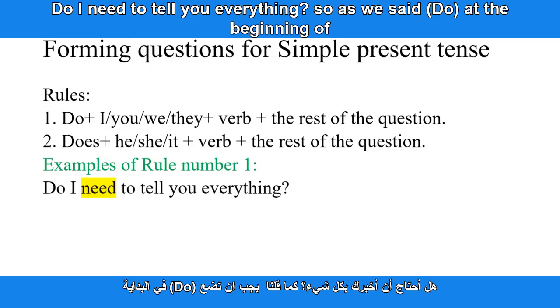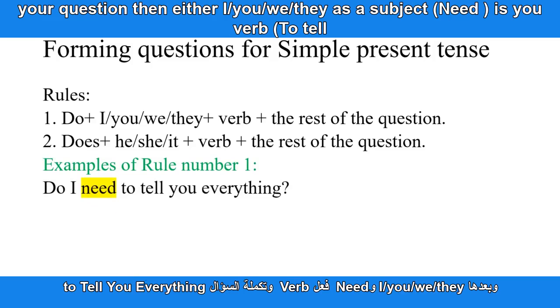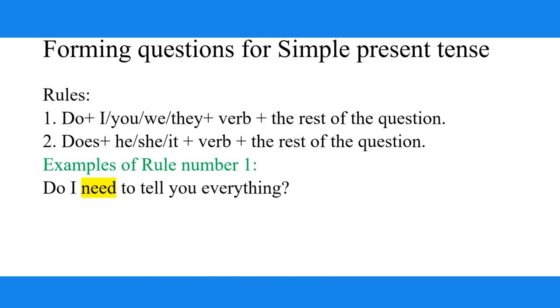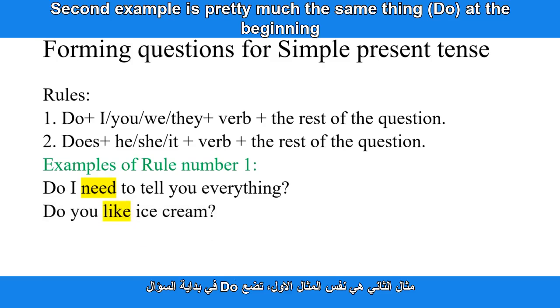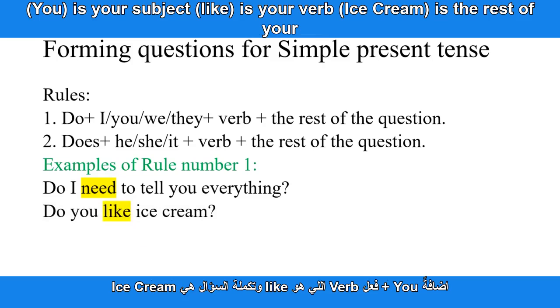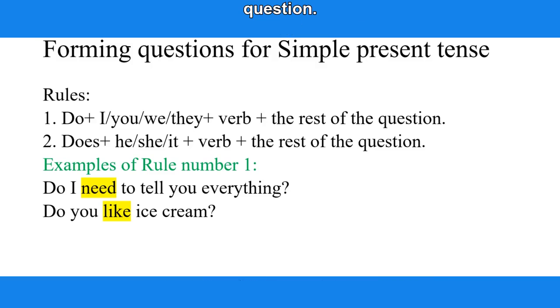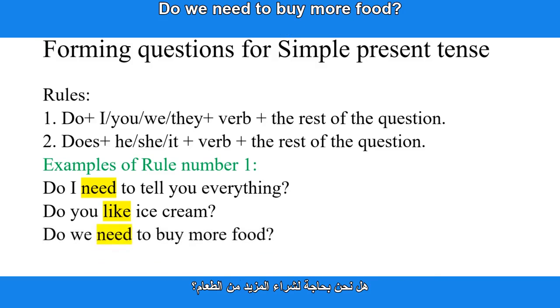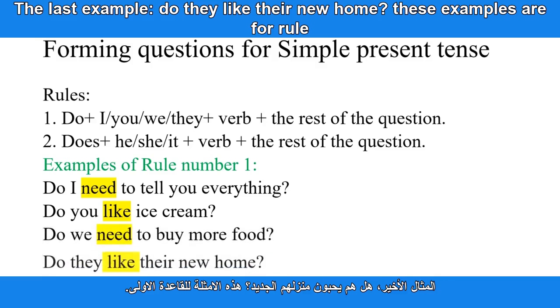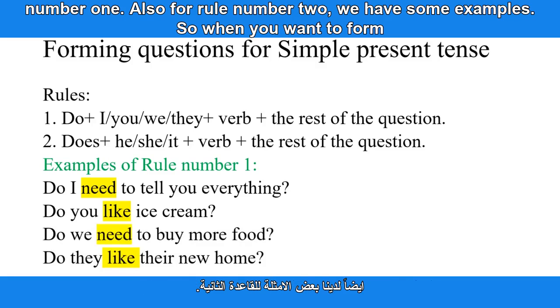So as we said, "do" at the beginning of your question, either I, you, we, they as a subject. Need is your verb. To tell you everything is the rest of your question. Second example is pretty much the same thing. Do you like ice cream? Do at the beginning, you is your subject, like is your verb, ice cream is the rest of your question. Do we need to buy more food? The last example, do they like their new home? These examples are for rule number one.